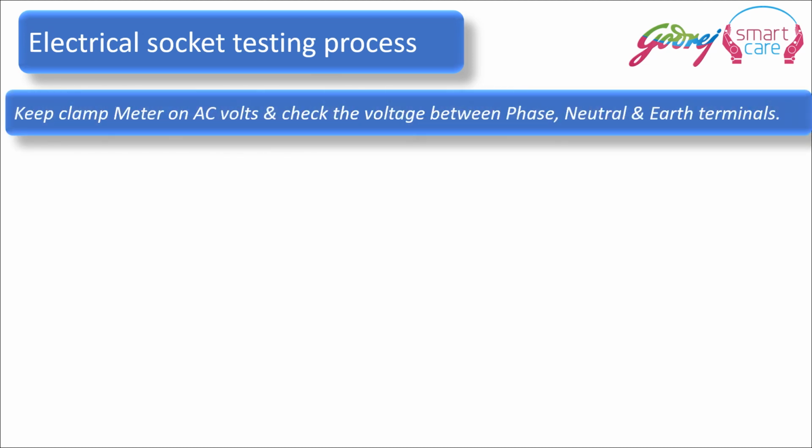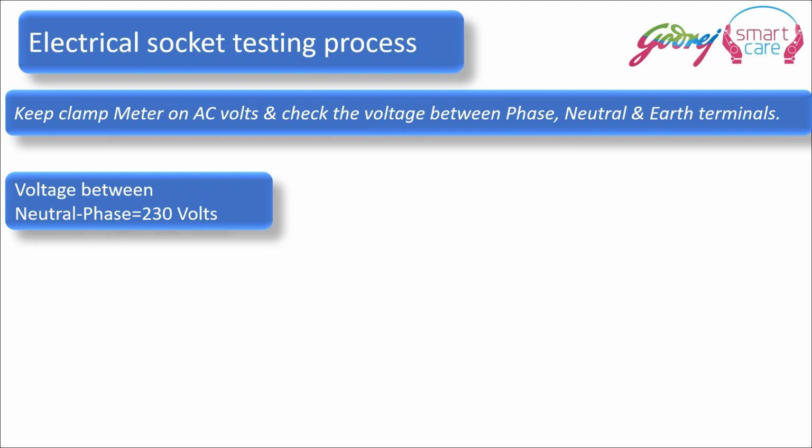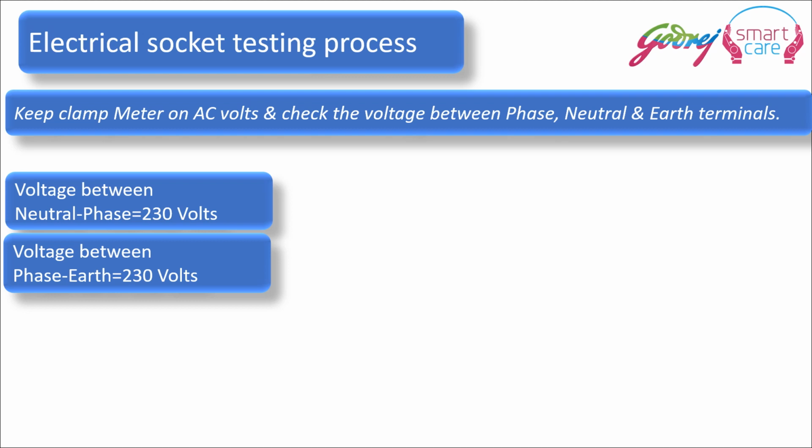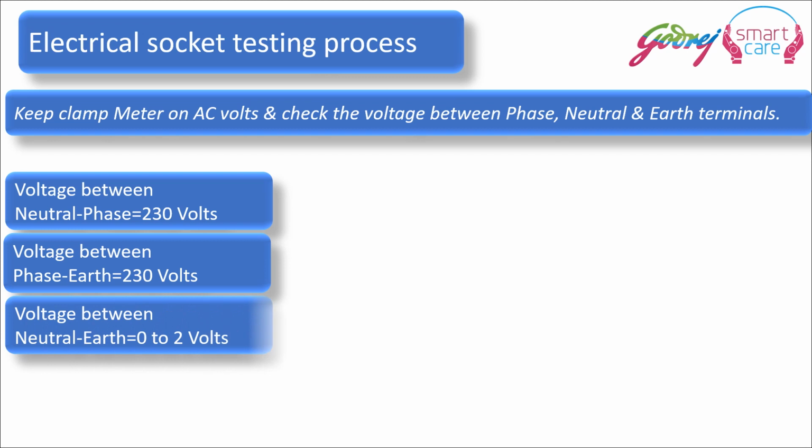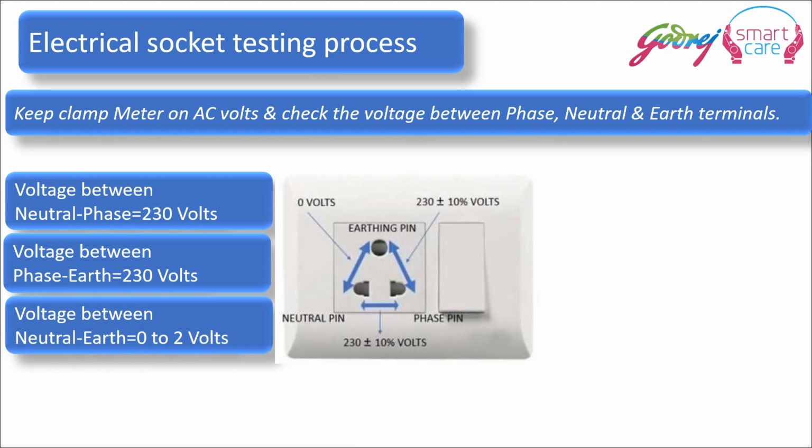Electrical socket testing procedure. We have to keep the clamp meter on AC voltage and check the voltage between phase, neutral and earth terminal. Voltage between neutral and phase is 230 volts. Voltage between phase and earth is 230 volts. And the voltage between neutral and earth is 0 to 2 volts.